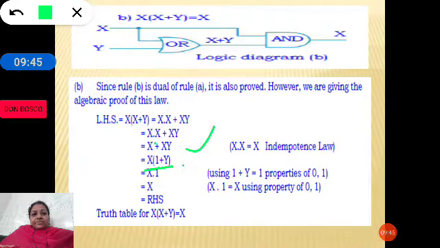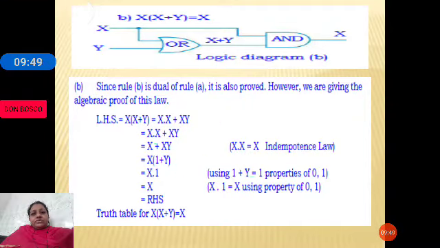1 plus y. By the properties of zeros and 1, 1 plus y is equal to 1. So, 1 plus y is equal to 1, and that is ANDed with x. Anything ANDed with 1 is the same, that is x. Therefore, with this we have proved the next theorem of absorption law. So, kindly go through once.